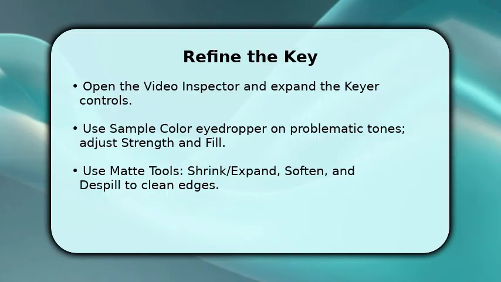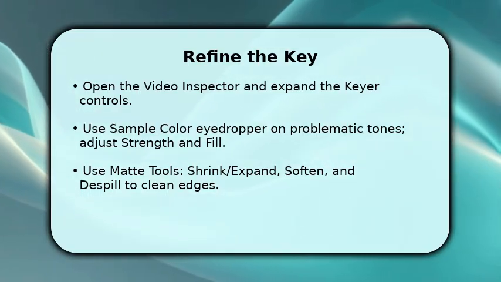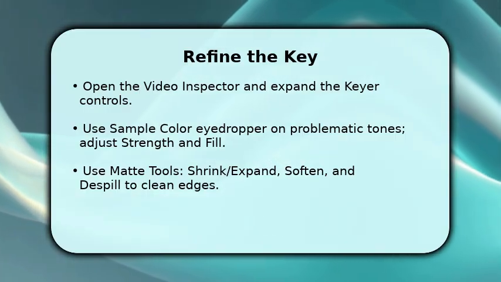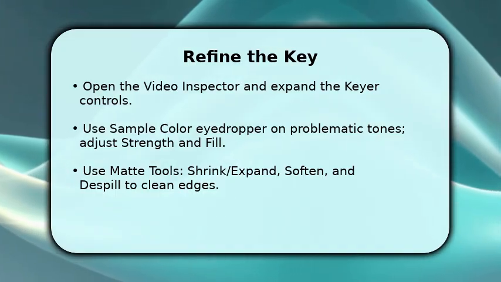Apply shrink/expand to remove edge halos, soften to smooth rough edges, and dispill to remove leftover color spill on hair or reflective surfaces. Make small numeric adjustments and play back to confirm motion doesn't break the matte.